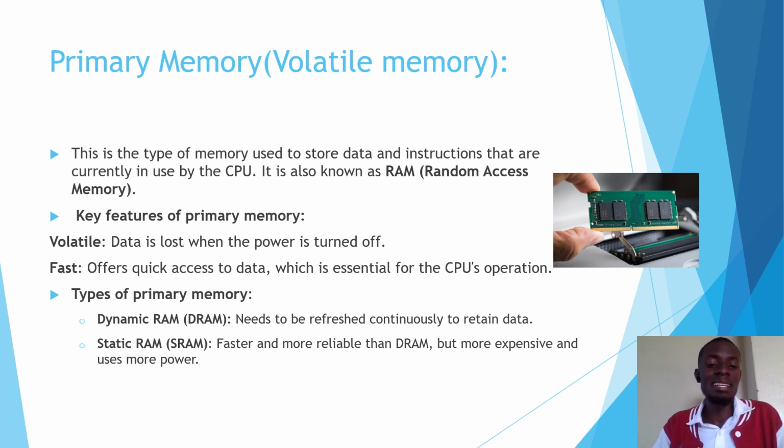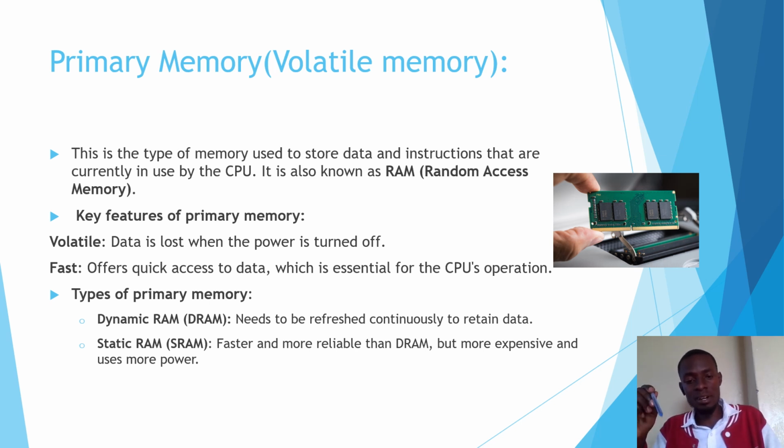Number one, we have the dynamic RAM, or as abbreviated, DRAM. This one needs to be refreshed continuously to retain the data. As you're operating the computer, you need to refresh so often and continuously to retain the data onto it.